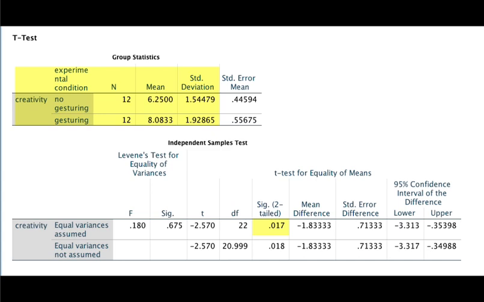When we look back at the descriptive statistics in the first table, we see that those assigned to the gesturing group had a higher creativity score than those assigned to the no gesturing group.